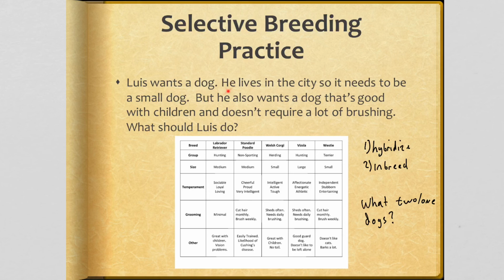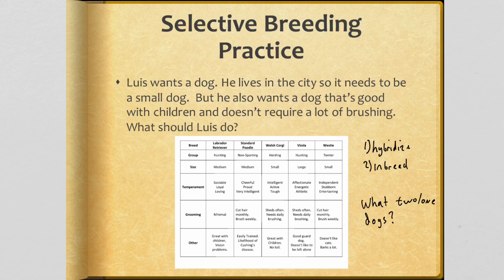Lewis wants a dog, but he lives in the city, so it needs to be a small dog. But he also wants a dog that's good with children and doesn't require a lot of brushing. So what we're going to do is look at our different dogs and look at the traits and try to find the ones that best match Lewis's description of his ideal dog. Now, it may be one dog has all the traits, or it may be I want to mix and match two dogs together.